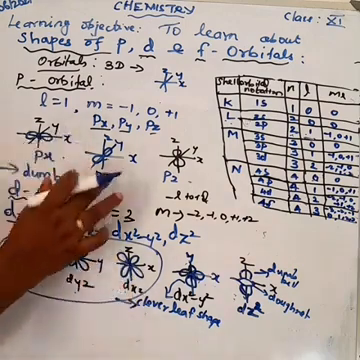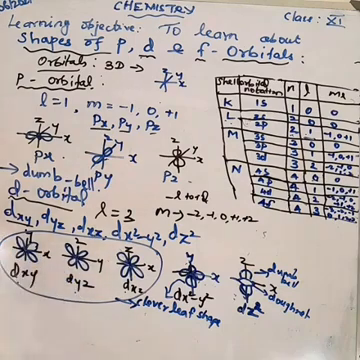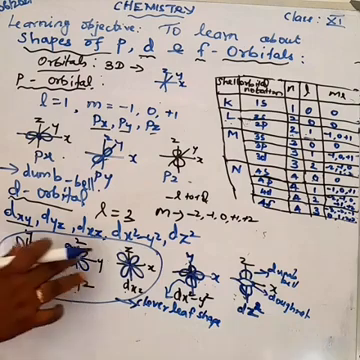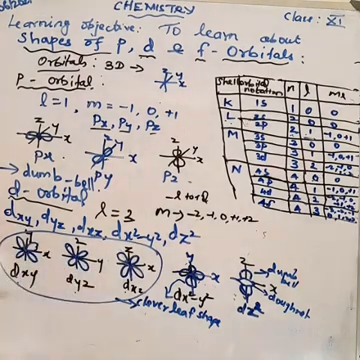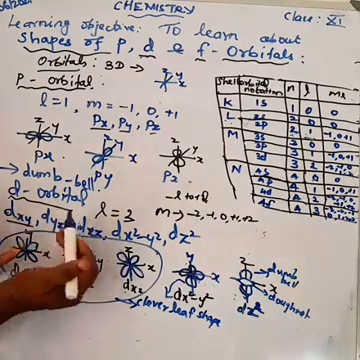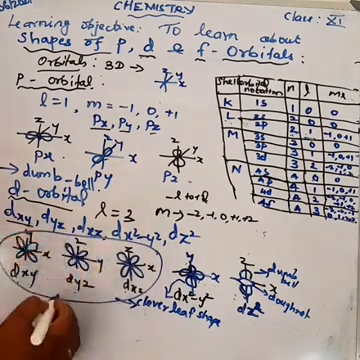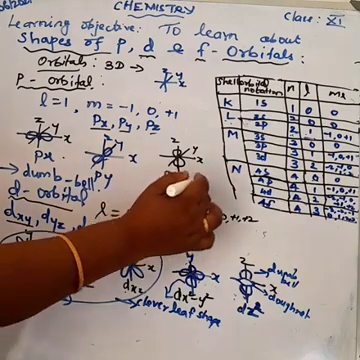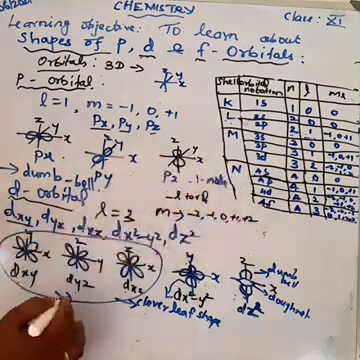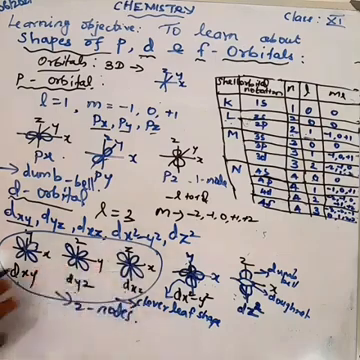For the f orbital, how many lobes are there? 4 lobes. These are about the shape of the f orbitals. Here each lobe is separated by 2 nodes. So every d orbital has 2 nodes, and every p orbital has only one node. Here every d orbital has two nodal planes. Understood? These are the shapes of the d orbitals.